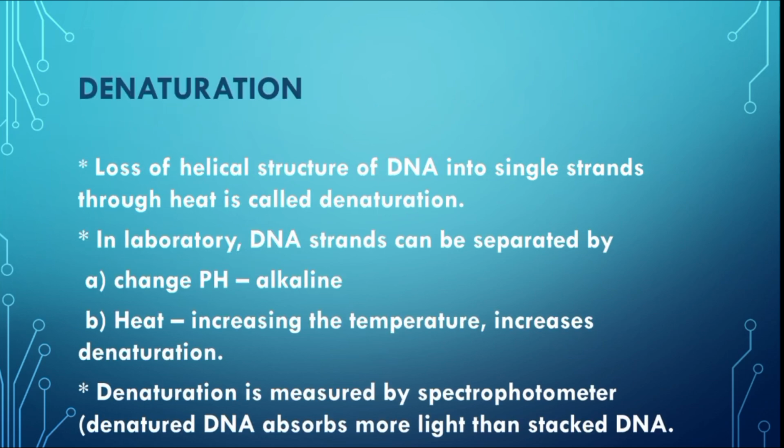So what is denaturation? Denaturation is the process by which the helical structure of DNA is lost into single strands through heat. In the laboratory, the DNA strands can be separated by change in pH or heat. These are the two factors which can separate the DNA strands. Denaturation is measured by spectrophotometer.